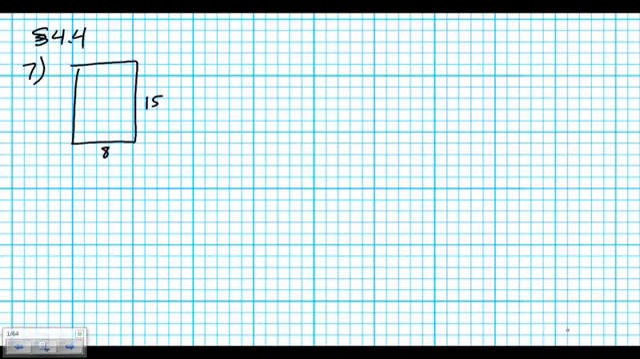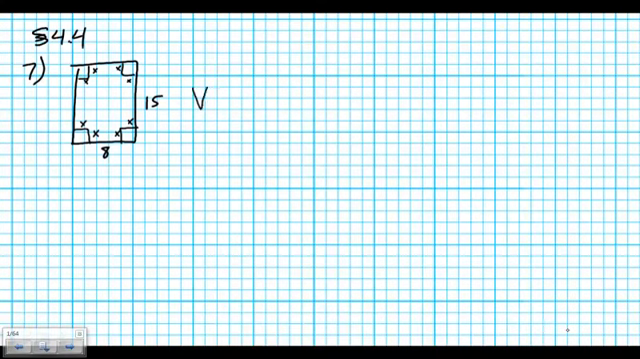All right, here we go. So let's go ahead and let's take out our corners. Our corners are going to be x by x. And let's find out the volume.